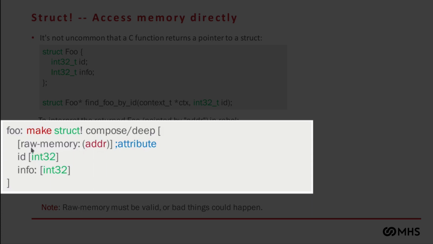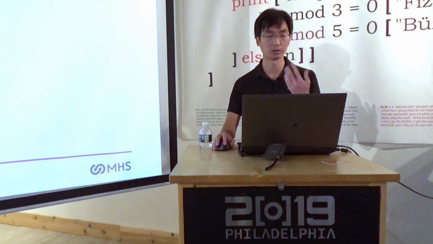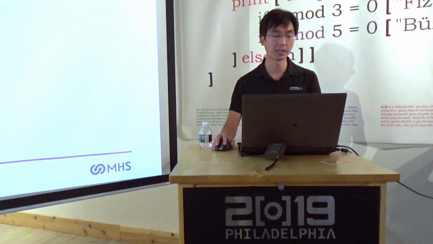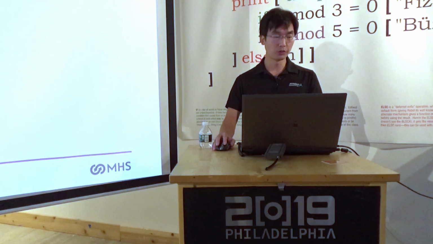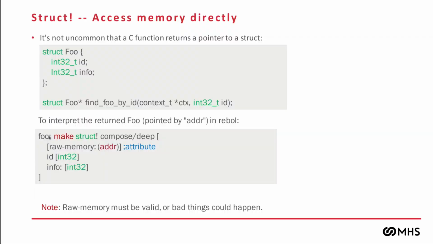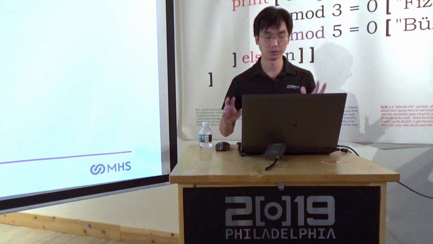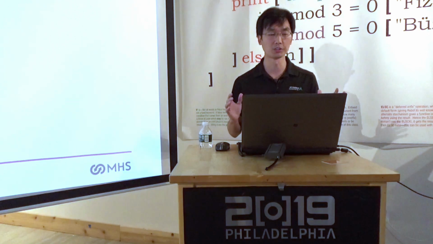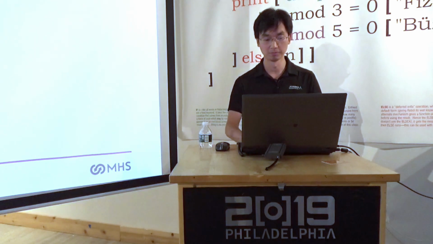So in this case, I just call it the raw memory. You just need to put the address of that pointer as the value. Then everything else is the same as other structs. Then you can access all of the fields by the Rebol path. So for ID /info, you will be able to access that. One thing you need to be aware of, of course, is that this address must be a valid address, otherwise that would be undefined behavior in C terms. So anything could happen.